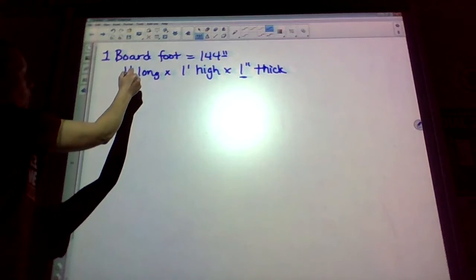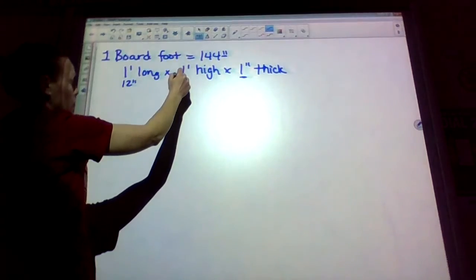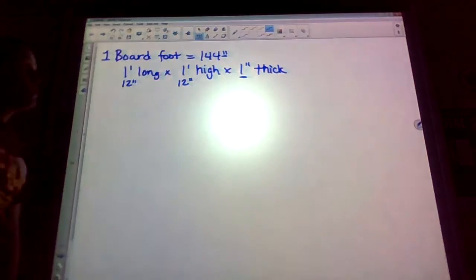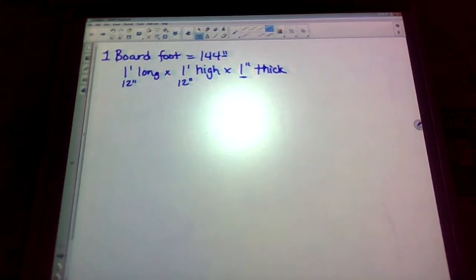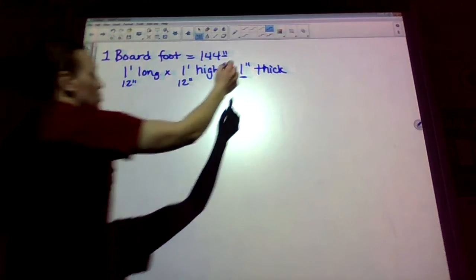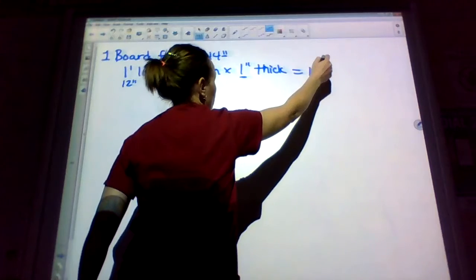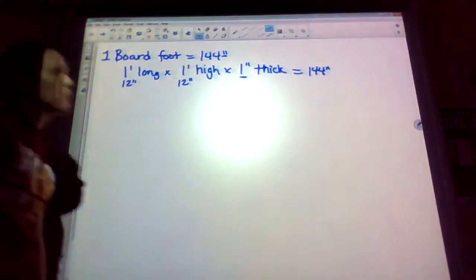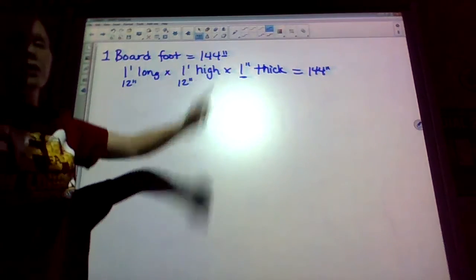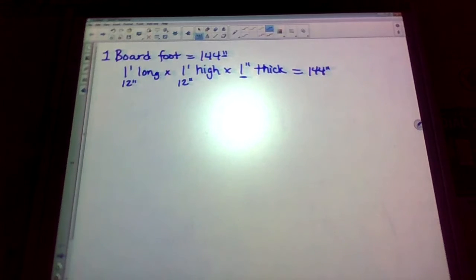So technically there are 12 inches in a foot for both of those. So it would be 12 times 12 times 1, which gives you 144 cubic inches, because there are 3 dimensions, so it makes it cubic. That's a board foot.